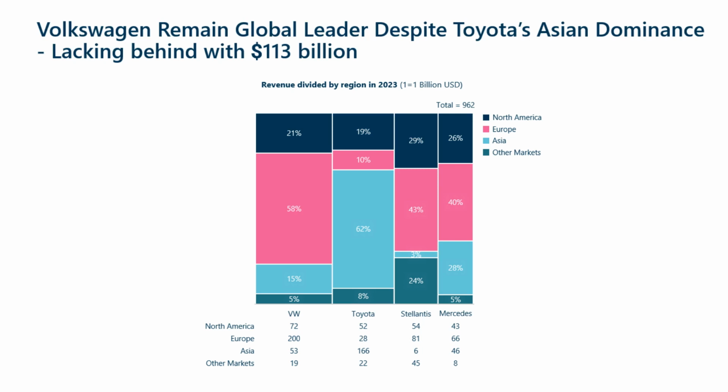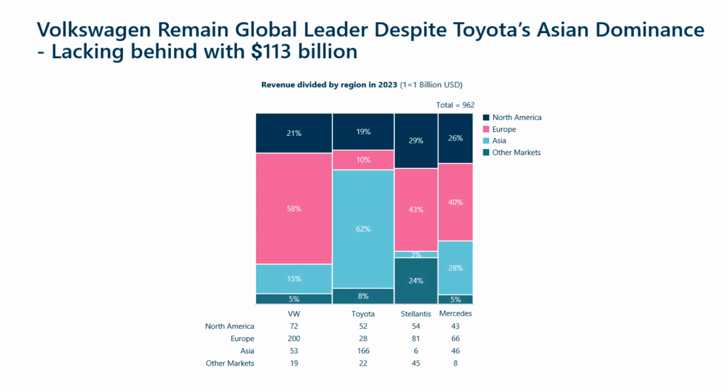Remember to provide an action title that clearly states the main takeaway of the chart. In our example, it's Volkswagen remains global leader despite Toyota's Asian dominance, lagging behind with 113 billion. Make sure to include a brief description and a legend that explains the data source, time period, and other relevant insights, ensuring the audience understands what the data conveys. There you have it, a masterful Mekko chart.